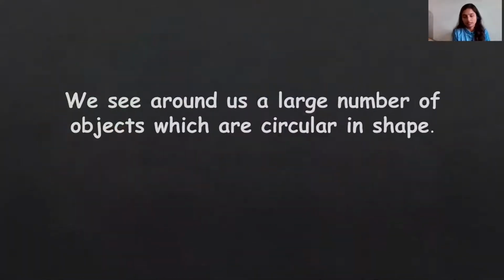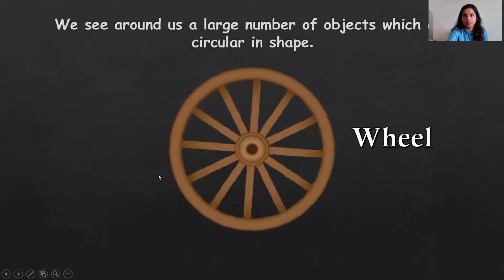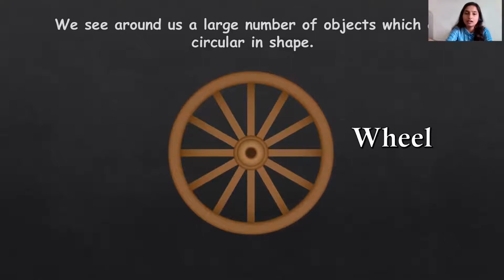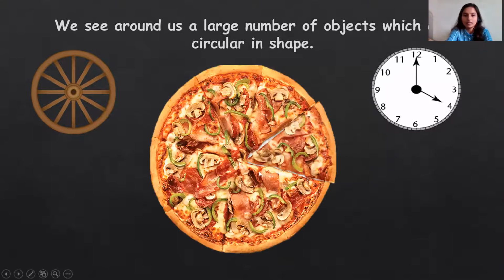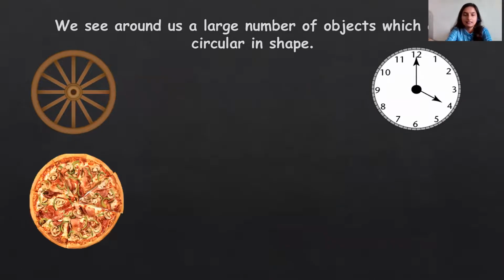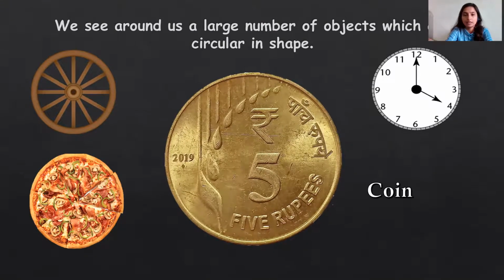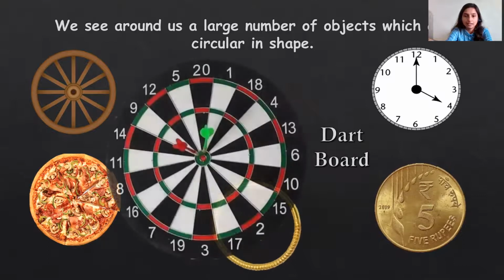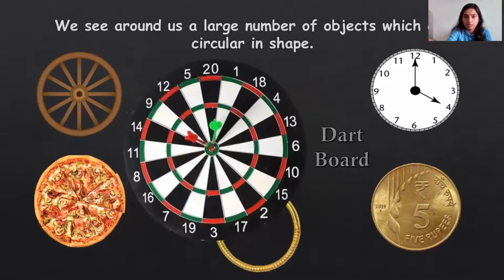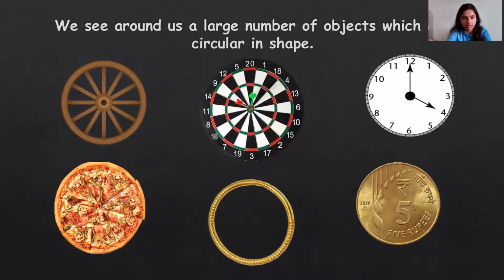So many of the objects that we come across in our daily life are circular in shape. For example, the wheel, which we see in cars and carts. Then we have this clock, which is in circular shape. Then we have yummy pizza. Then coins, which are in circular shape. Then we have bangles. And then this dartboard, which is of circular shape as well. So these all are the examples of circles that we see in our daily life.